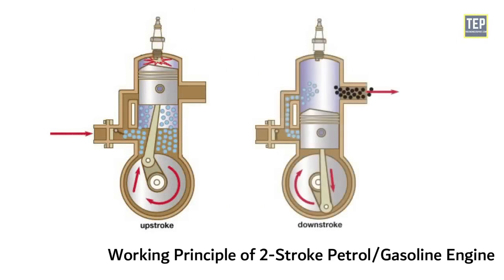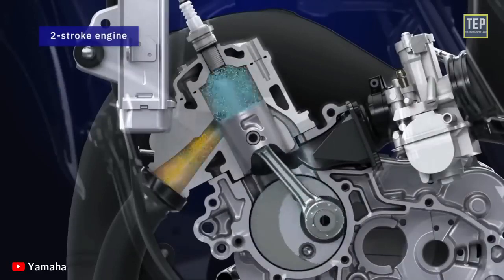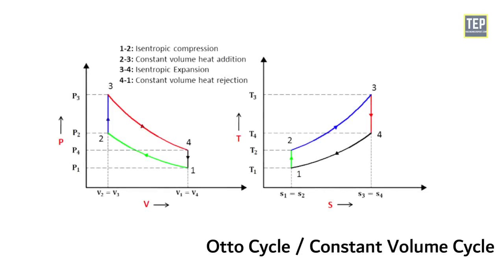Working of a two-stroke petrol engine. The two-stroke engine requires one revolution of the crankshaft, or two strokes of the piston, to complete the cycle of events. A two-stroke petrol engine also works on the principle of the Otto cycle.